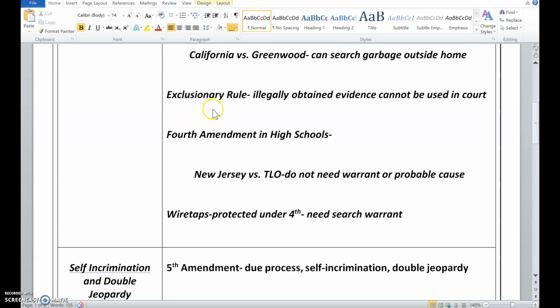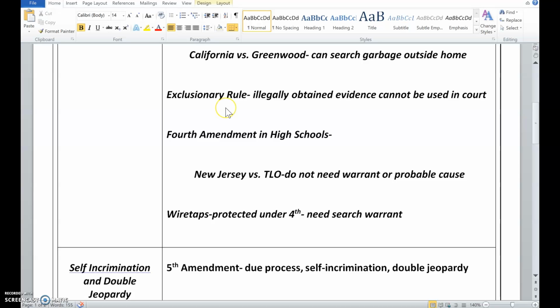There is something called an exclusionary rule, which is important because this comes up several times in this section. Any illegally obtained evidence cannot be used against you in the court of law. Okay, which we will talk about here, a couple other court cases coming up. But exclusionary rule, if they illegally obtain evidence, they don't have a search warrant, come in your home, find something, it can't be used against you in the court of law.